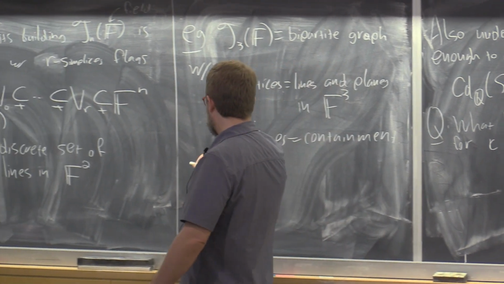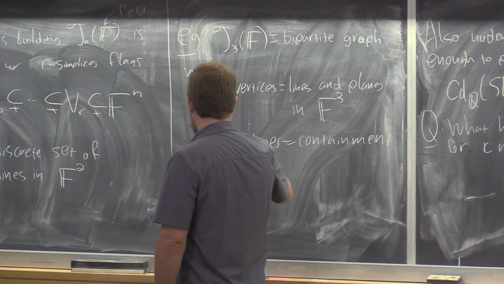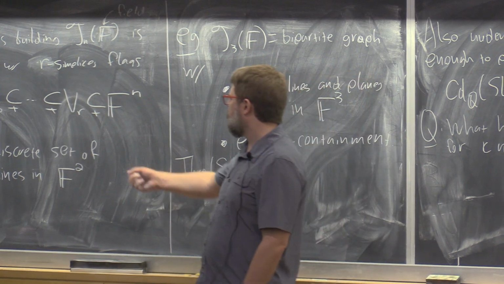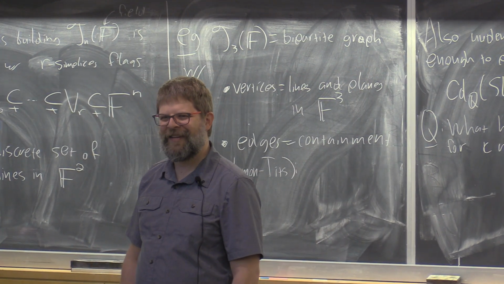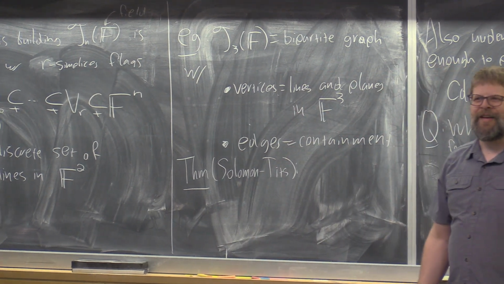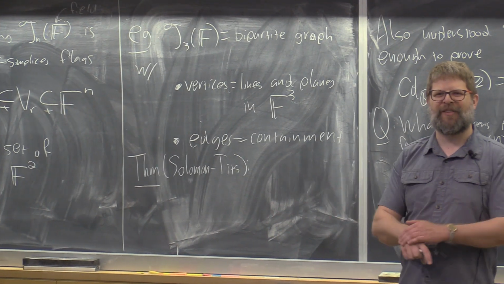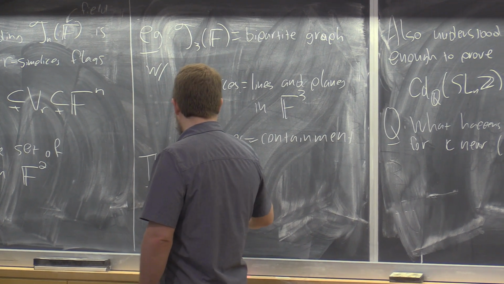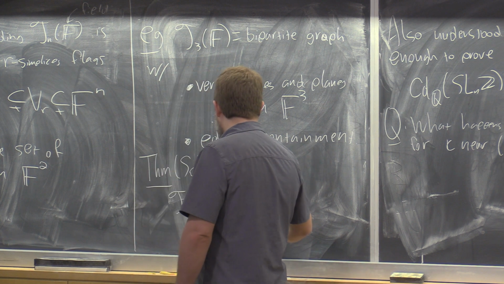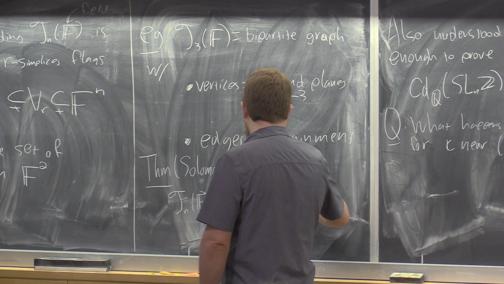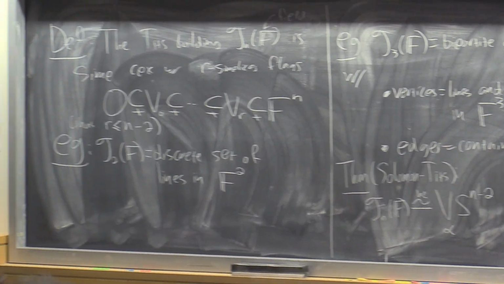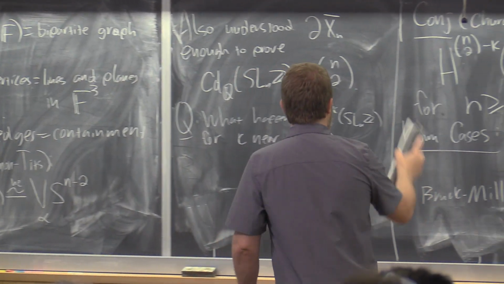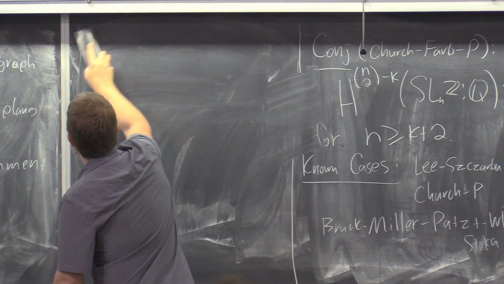But here's a theorem. This is due to Solomon and Tits. What it says is, a discrete set, it's also called a zero sphere, right? A connected graph, almost a wedge, right? You just take a maximal tree. It continues, it says that T_n of F is homotopy equivalent to a wedge of a bunch of spheres of the dimension you expect. This is the dimension of the space, right? Very beautiful, this is a beautiful little piece of topology.